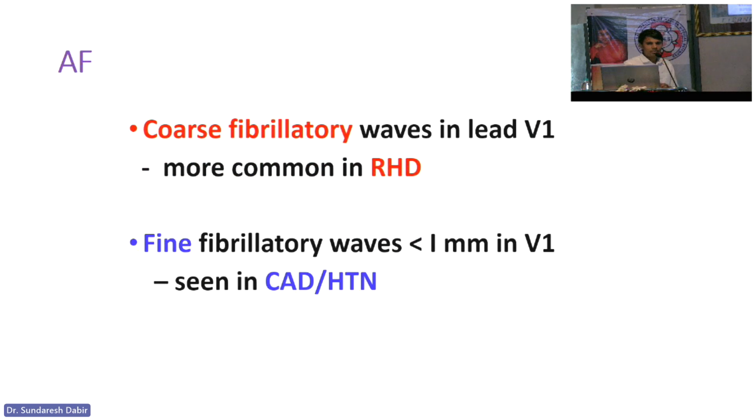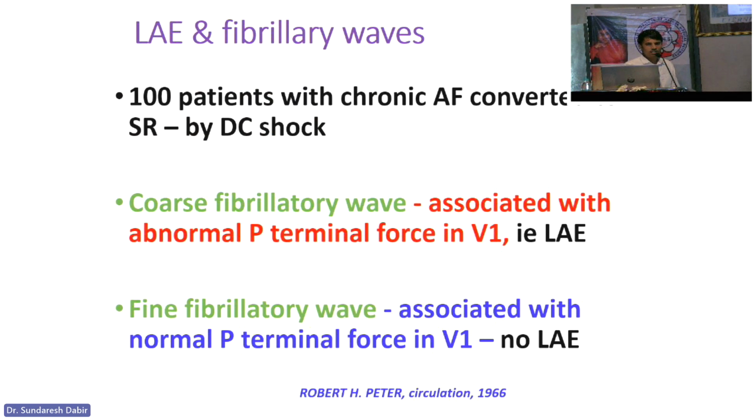So if you are looking at LAE and fibrillatory wave in 100 patients after the disease or conversion: a coarse fibrillatory wave associated with abnormal P terminal force in V1 means most probably RHD, and after conversion, LA abnormality is present. And if there is a fine fibrillatory wave, and after DC cardioversion to normal rhythm, there is less chance of P abnormality because there is no left atrial enlargement.